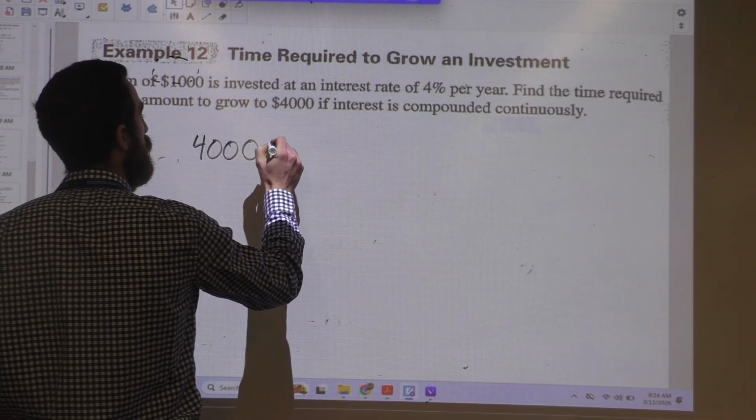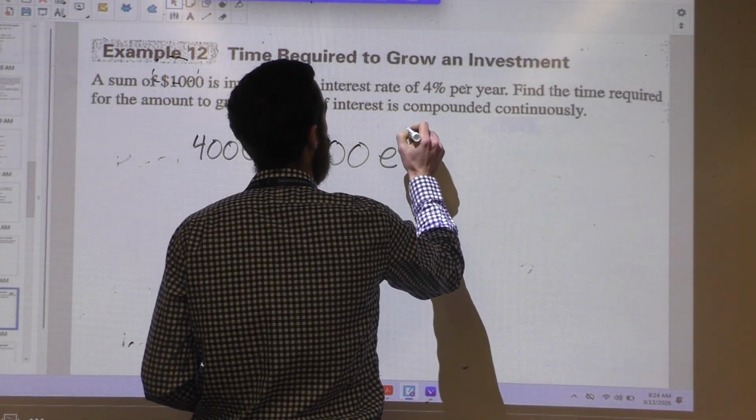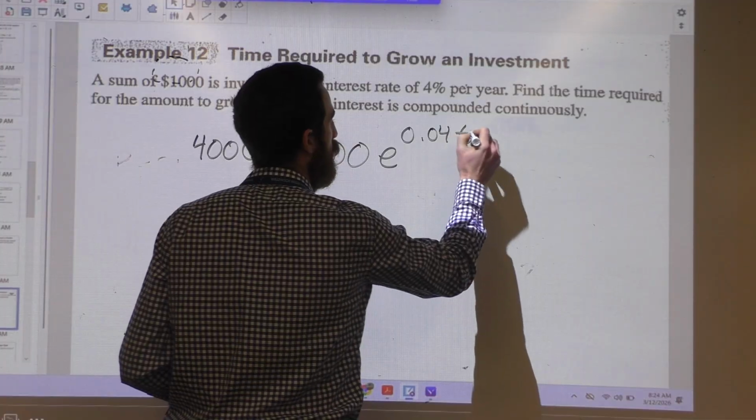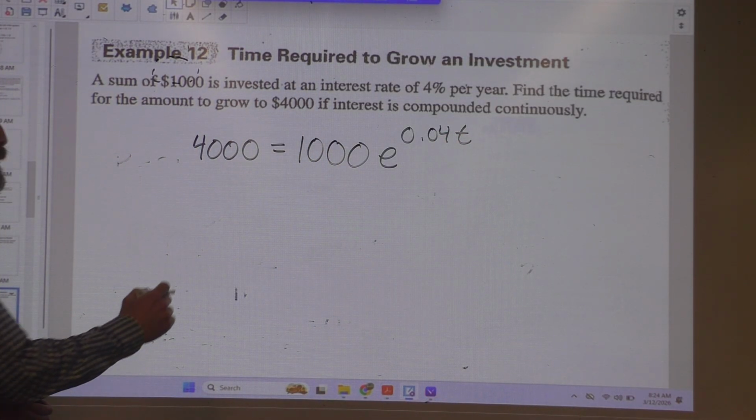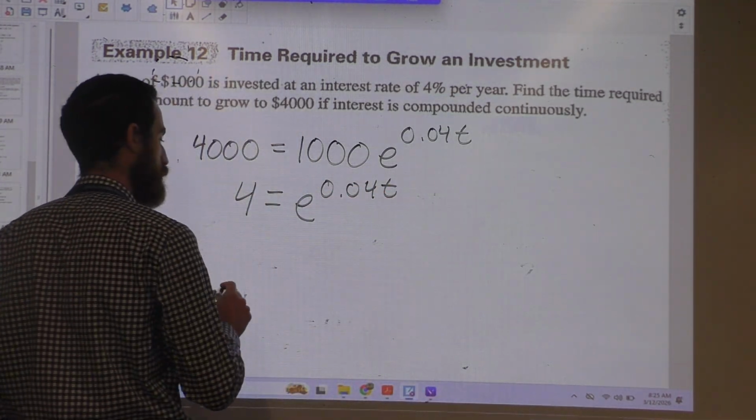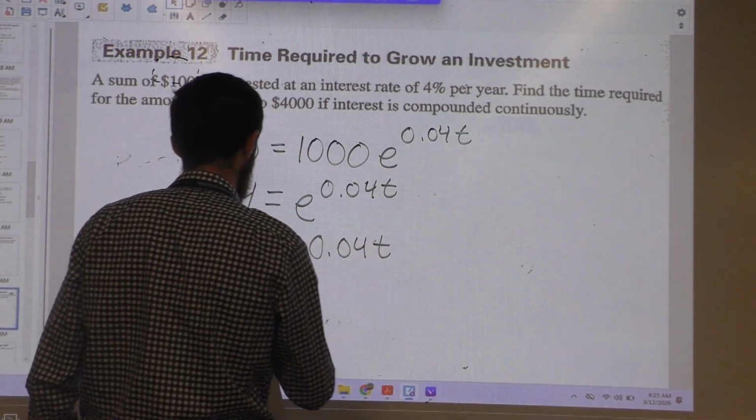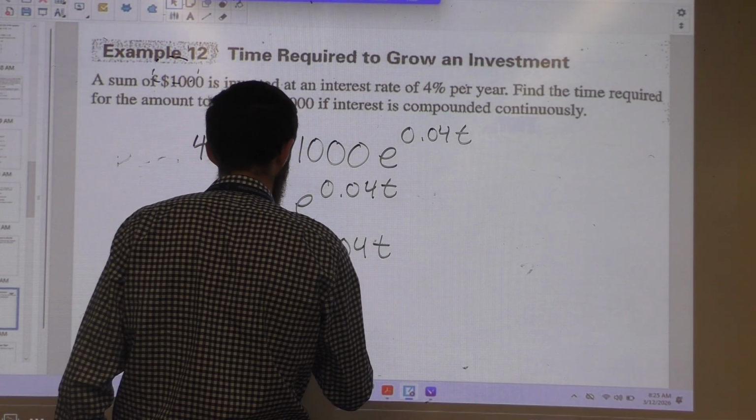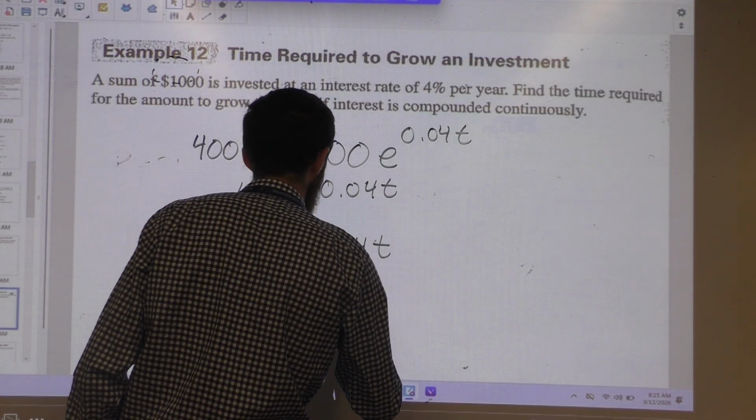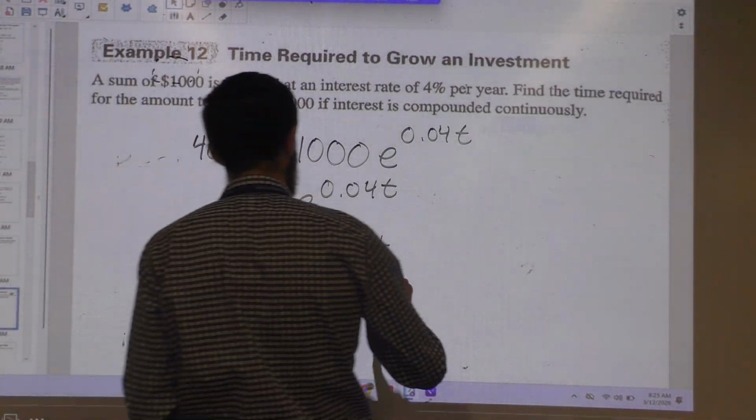$4,000, that's the final amount. If it's compounded continuously, $1,000 is initially invested. It's compounded at 4% per year. There you go. Got to speed up if we want to get through a lot. 4 equals e to the 0.04t. ln of 4 is going about the same way. ln of 4 divided by 0.04 is 34.7 years.